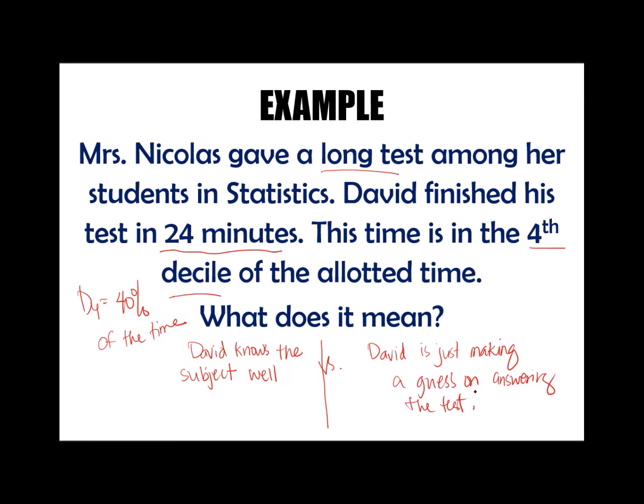Okay. So if we analyze, let's see. Of course, it should be balanced. We should not be judgmental. Let's reflect: if you were David, who are you? Are you the David who knows the answers and so finished the exam early, within 24 minutes? Or the other way around, you just wanted to finish the exam so you just guessed? With that sense, let us study carefully what the measures of position mean. I hope you choose the better one.